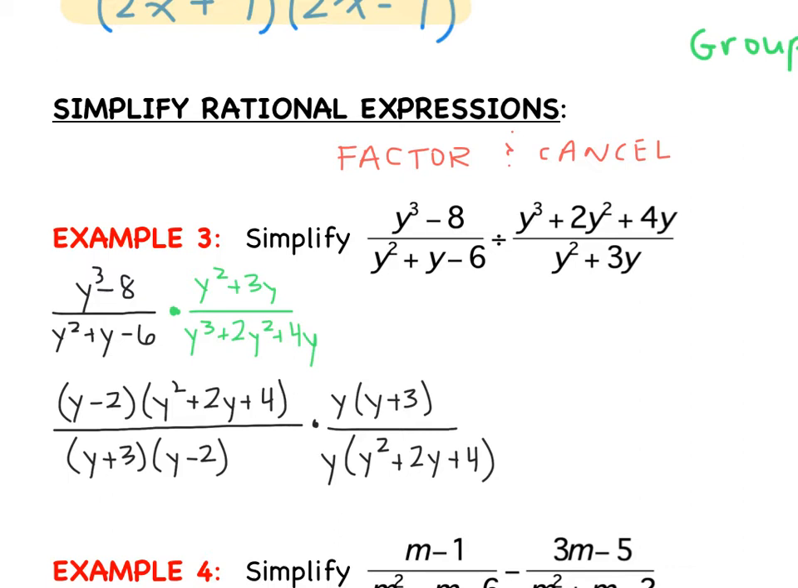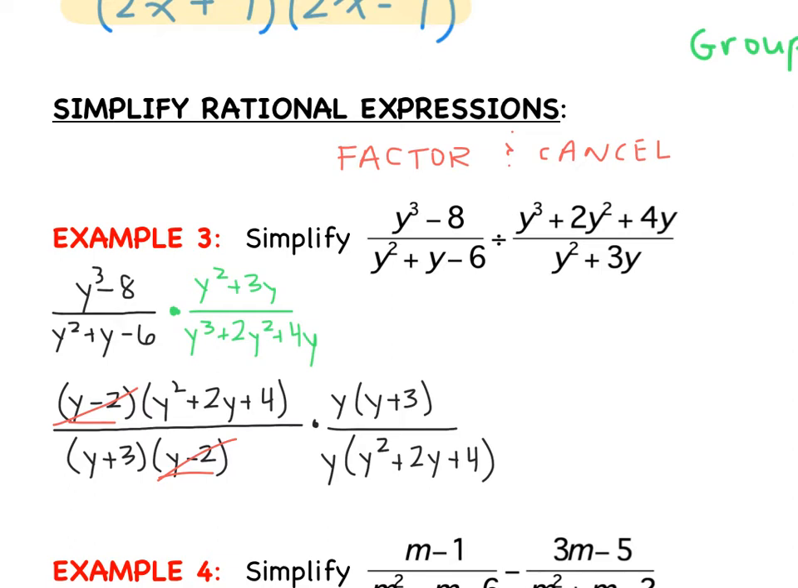Okay, so now we can check off the factoring portion. We've completely factored. Now our goal is to cancel and simplify everything. Okay, so we go through and we see, all right, well, I have a y minus 2 in the numerator. Do I have a y minus 2 anywhere in our denominator? Yes, we do, so we can cancel those.